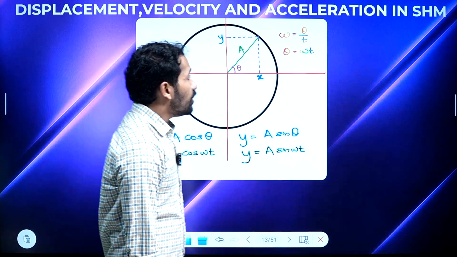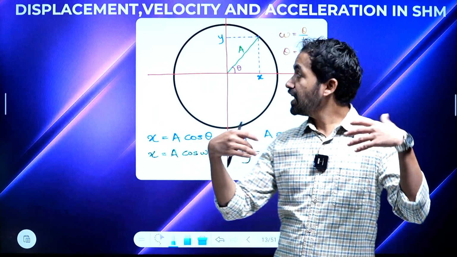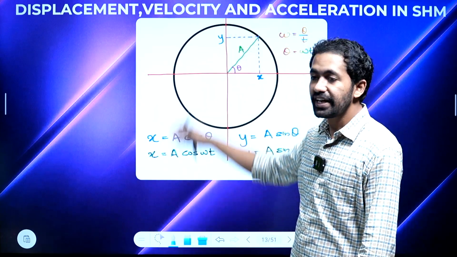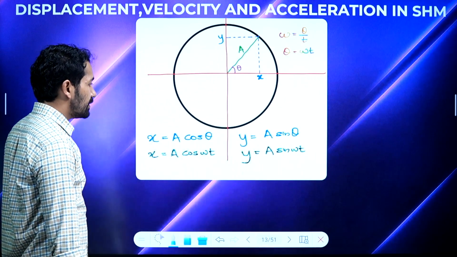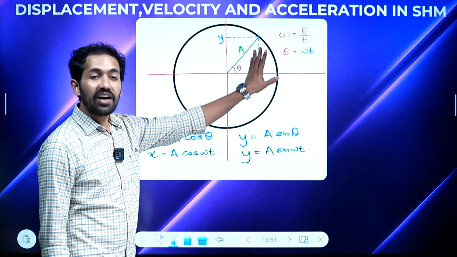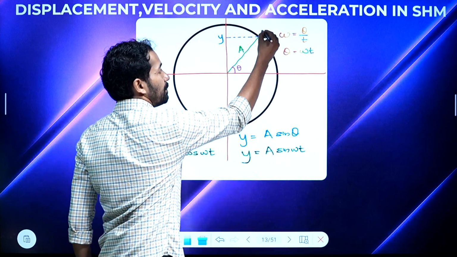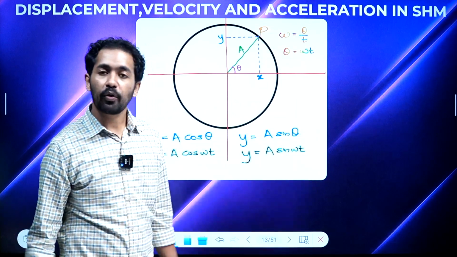Okay. Now here you are seeing three more terms which are displacement, velocity and acceleration. Let's see that. You are having the particle at point P.